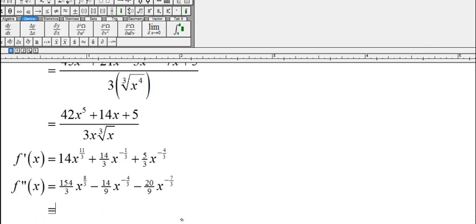Can we write that a different way? Well, yeah, we can. One way I can do this is we can factor out the smallest power, which is x to the negative 7 thirds. I want to show you a different way of doing this. And we can factor out 1/9. So I can factor out a 1/9, and I can also factor out an x to the negative 7 thirds.